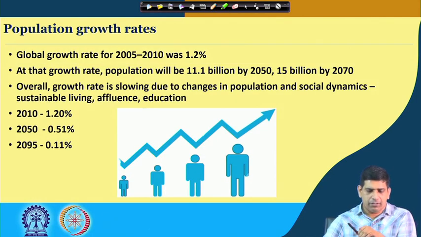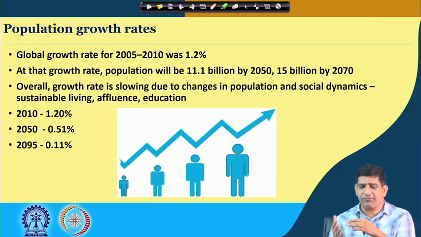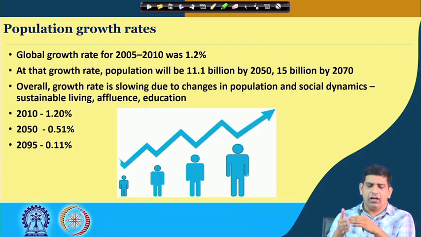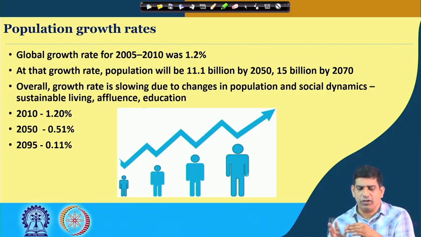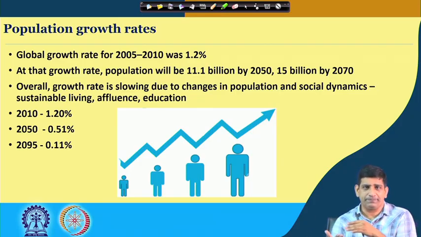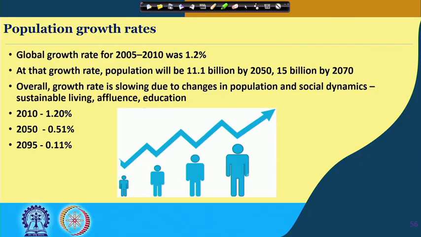So, let us look at this slide and then we'll stop. The global growth rate for 2005 to 2010 was around 1.2%. If we don't reverse that growth rate, if we just keep at 1.2%, the population will be 11.1 billion by 2050 and 15 billion by 2070. That's a lot of people. By 2070 we will be almost double the people that we are today. Still today we feel that many places are too crowded. But Mother Nature has her own way of correction, so we will probably see some corrections happening.